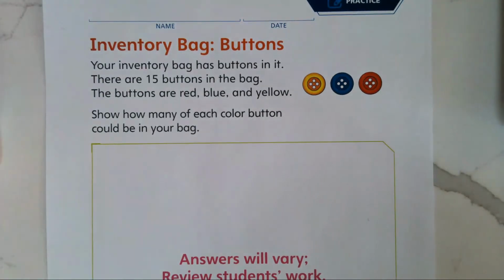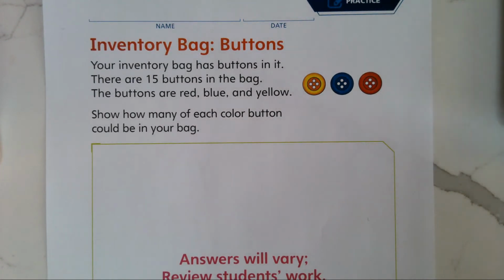So what do we know so far? You're right, we know that we have a bag with buttons in it. Do we know how many buttons are in our bag? We do. There are 15 buttons. And we know that some of those buttons are red, some of them are blue, and some of them are yellow.